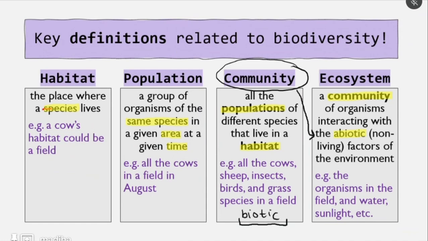Get them down or take a screenshot, because I will go on to the next slide in just a few seconds. But yeah, these should help you understand biodiversity and the rest of this whole topic. So I'm going to change slide now.